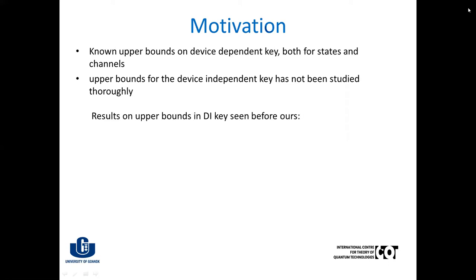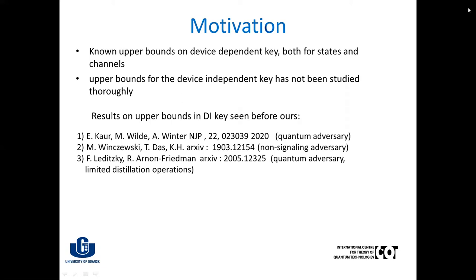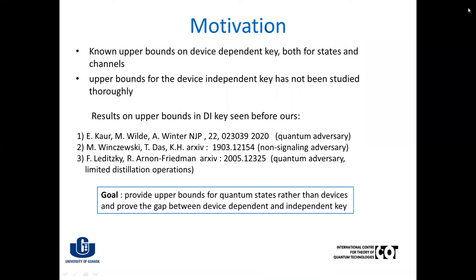So the results on upper bounds on device-independent key that were seen before our paper: one is by Ientilucci Kaur, Mark Wilde, and Andreas Winter, already published. This shows the case with a quantum adversary. The other article, with Marek Winczewski, Tomasz Nadas, and myself, considers a non-signaling adversary, and the recent paper by Felix Leditzky and Rotem Arnon-Friedman also concerns a quantum adversary and some limited distillation operations. So the goal is to provide upper bounds for quantum states rather than devices, but we also have upper bounds for devices, and to prove the gap between device-dependent and device-independent key.